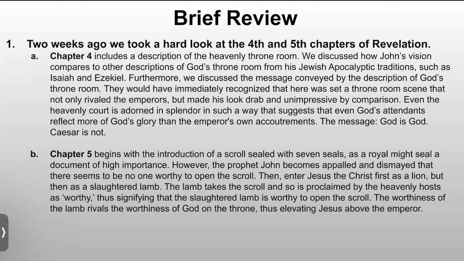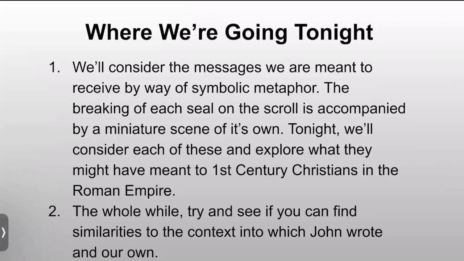Might be the question. Tonight, we're going to consider the messages that we are meant to receive by way of symbolic metaphor in chapter 6. The breaking of each seal on the scroll is accompanied by a miniature scene of its own. And tonight, we'll consider each of these scenes and explore what they might have meant to first century Christians in the Roman Empire. The whole while, try and see if you can find similarities between the context into which John wrote and our own. See if any of this resonates with our own situation today.